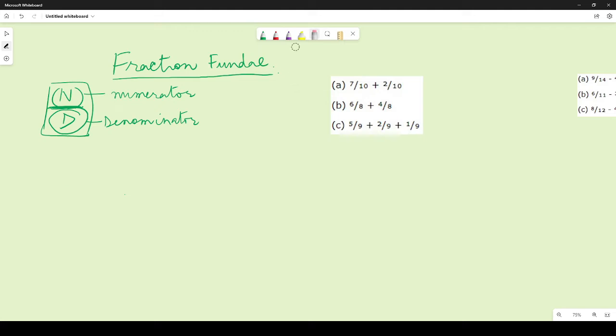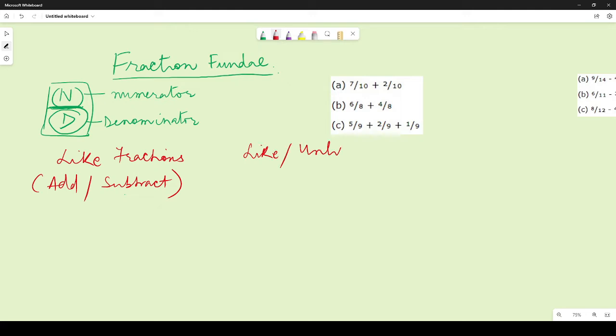Now once the numerator and the denominator concept is clear, let us talk about the basic operations that are done involving these numerators and denominators. The first and foremost thing you need to remember is that only like fractions can be added or subtracted. But as far as multiplication and division is concerned, you can take like fractions or unlike fractions, and you can multiply or divide them.